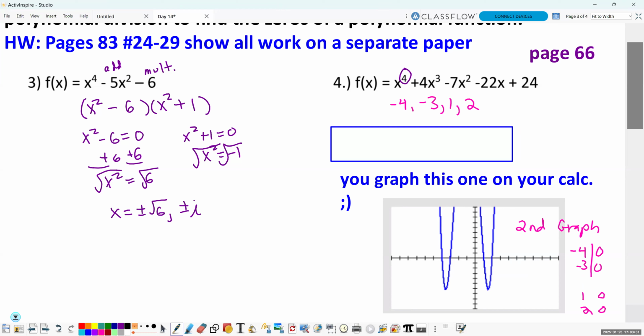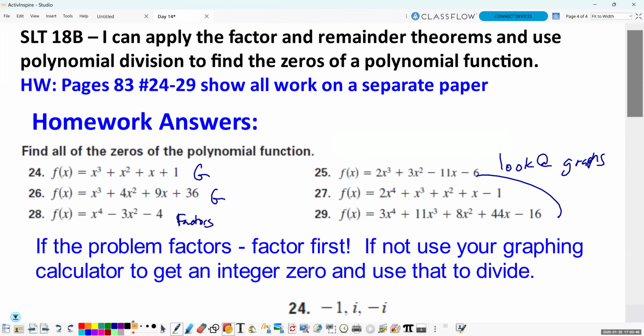For homework tonight, and for the rest of the class period, you're going to work on page 83. They're going to work exactly like these three. The only difference is I'm not providing you with a graph. You can use Desmos or you can use your TI to get an integer zero if you need to. But my suggestion is you start by looking at the functions. So let's just take a moment together before we're done and examine these 6 equations and see if any of them factor. Pause the video at this point and make decisions about what factors and what doesn't.